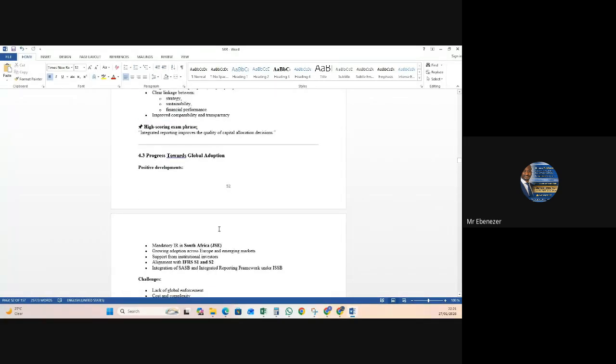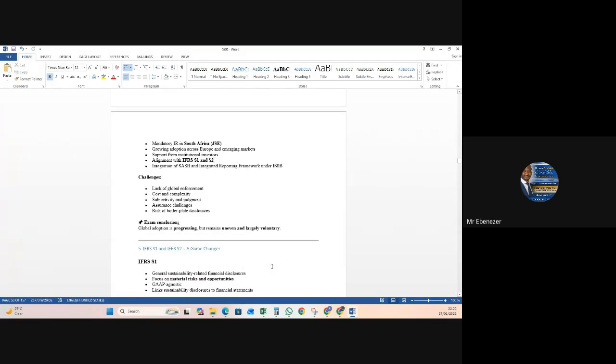Now we have an integration of the Sustainability Accounting Standard Board and integrated reporting framework under the ISSB. ISSB means International Sustainability Standard Board. But the challenge we have is that it lacks global enforcement. Yeah, it is principle based in so many countries. There is no compulsion, there is no enforcement. Even those countries that permit them to use it, nobody is enforcing it on them.